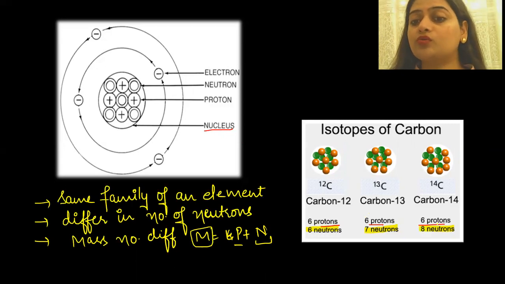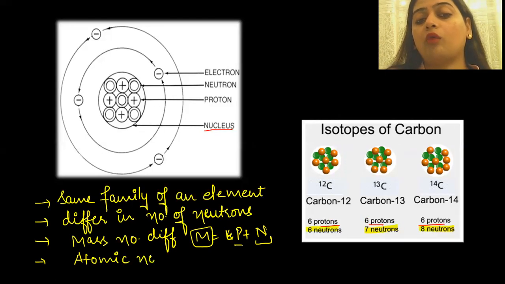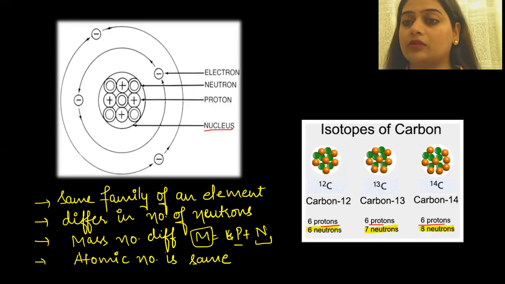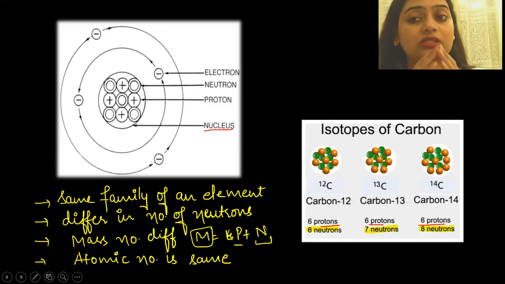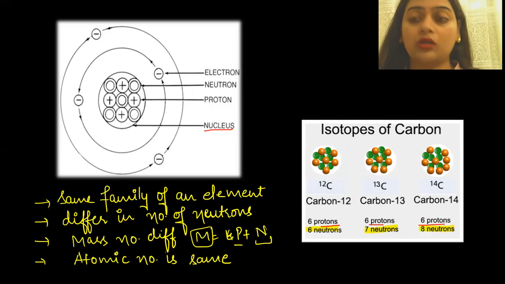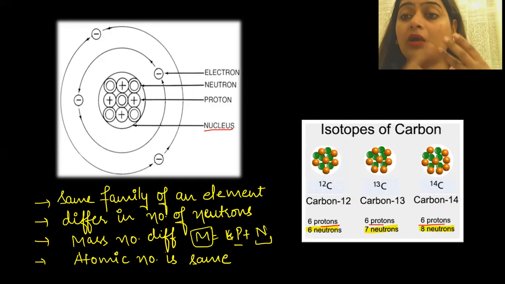But since their protons were the same, that means they will have the same number of electrons as well. And if electrons are the same, that means the atomic number will be the same. So atomic number is the same, but mass number is different. So this is the basic concept of isotopes. They belong to the same family of an element. If I'm talking about carbon, carbon has three isotopes: carbon 12, carbon 13, carbon 14. But what about their atomic number? Their atomic number is the same. They all have the same atomic number, that is 6.